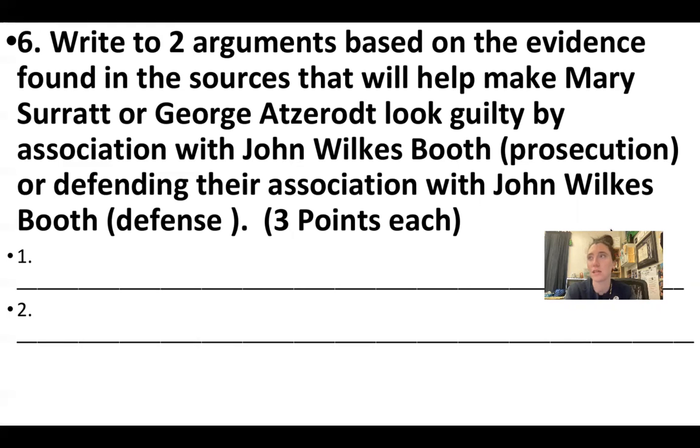If you are on the defense, you are doing everything in your power to defend their association with John Wilkes Booth. So for example, Mary Surratt, the whole connection that she has with John Wilkes Booth was that she owned the tavern where John Wilkes Booth and his friends met to discuss the plan to kill Lincoln. Okay, that was her involvement with John Wilkes Booth. Also, the fact that her son was friends with John Wilkes Booth. Okay, so that would be her relationship.